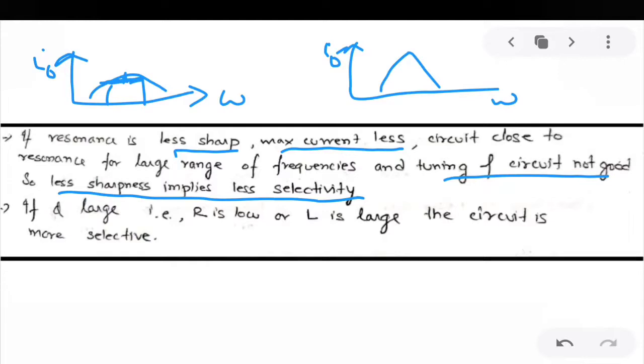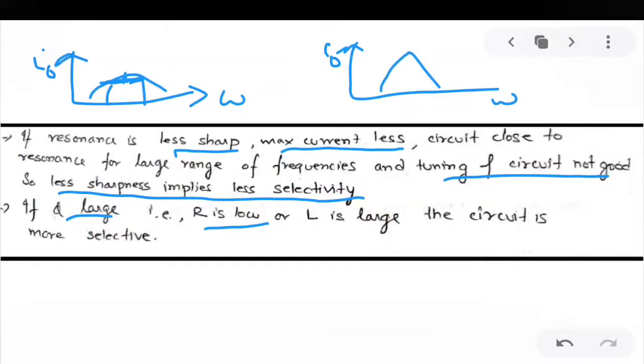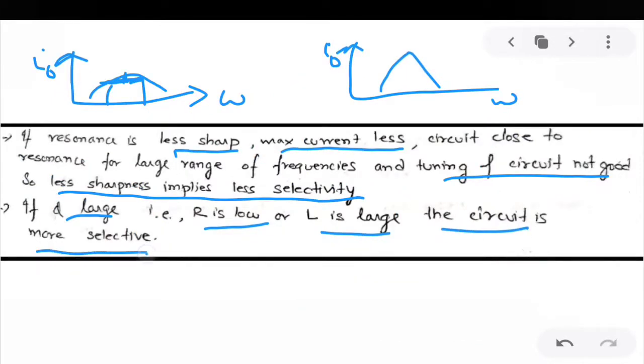Second observation: if Q, the quality factor, is large, R is low. See here we have seen this in the quality factor expression. If Q is large, R is low, or L is large, that is also there because L is in the numerator, omega naught L. So if L is large, the circuit is more selective. So Q large means more sharpness and the circuit is more selective, and for that R is low or L is large. This is the condition for a higher value of quality factor.